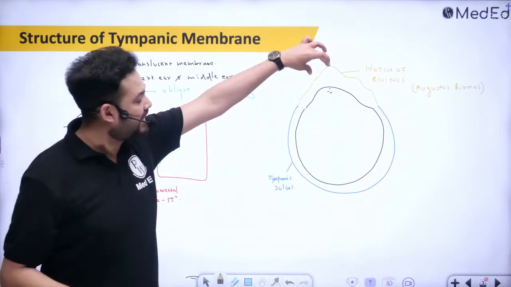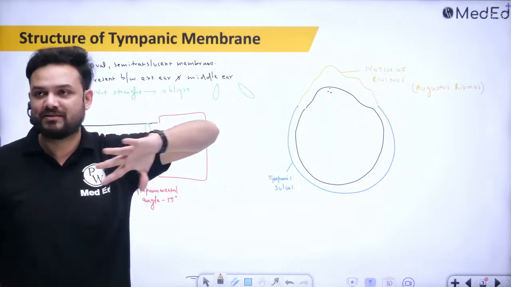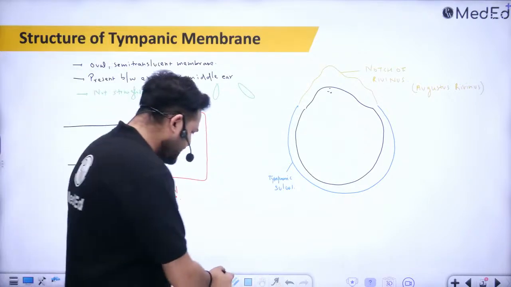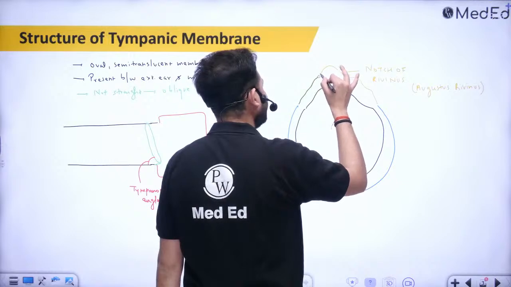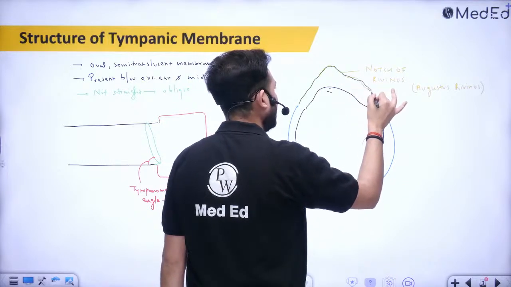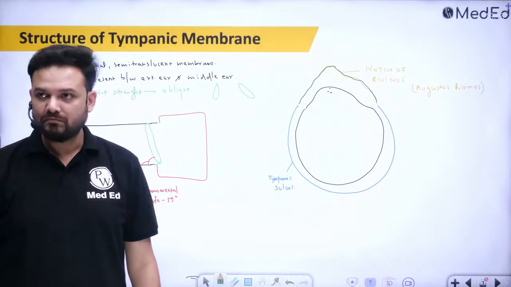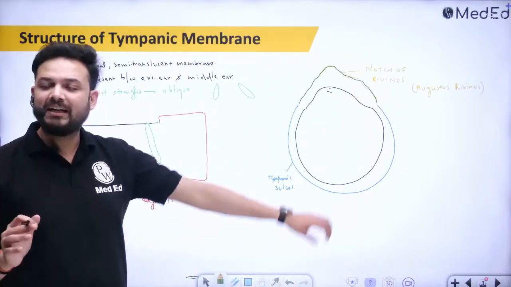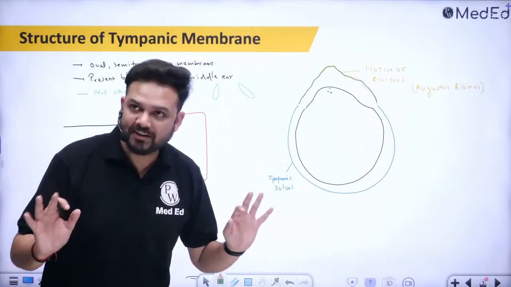So this is pars flaccida, which is within the notch of Rivinus. This is pars tensa, which is within the tympanic sulcus. This we have understood, right? Let me just make this a little darker for you so that you can see. See, this is your notch of Rivinus. Okay, fine. Now it's fine, right? चलो, अब हम लोग ने ये समझ लिया कि pars flaccida is where and pars tensa is where. Okay, so far so good.